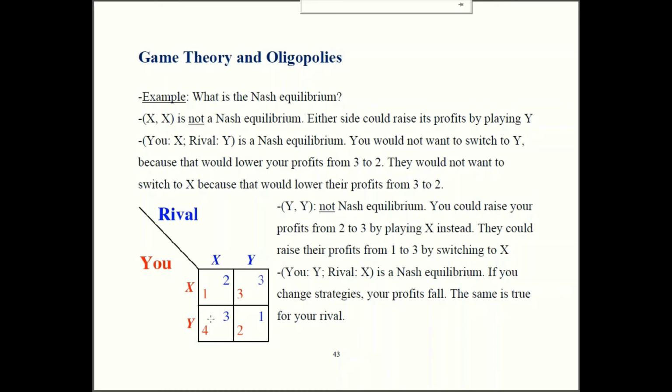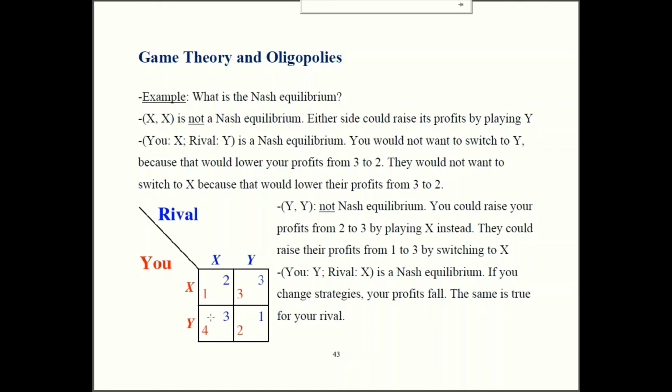Now if you play Y and they play X, that's the last possibility. So you play Y, they play X, we're over here. Your profits are 4, their profits are 3. Can anyone gain by deviating? The answer is no. That's because if they keep playing X and you switch to playing X, your profits fall from 4 to 1. That's no good. Don't do that.